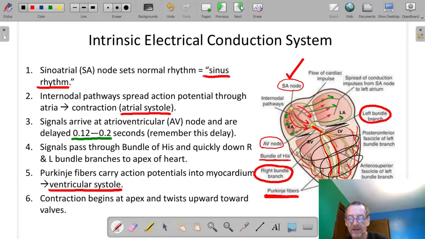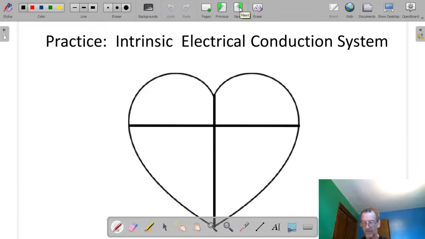So let's go to the next slide. And this is a chance to practice drawing it. So you can print this out. I would recommend that you do that. And basically just draw in, label, and briefly discuss the electrical conduction system. So let's do that together. You will do this on your own. If you want to pause the video at this point and get started on it, try it. That would be a great idea. And then you can come back to the video and check your work.